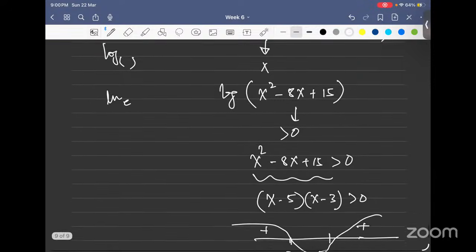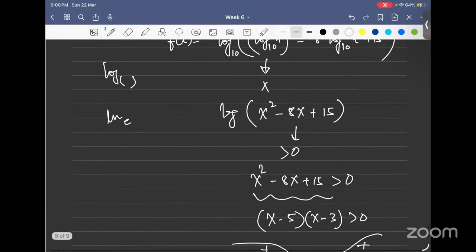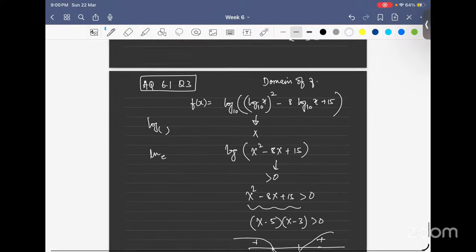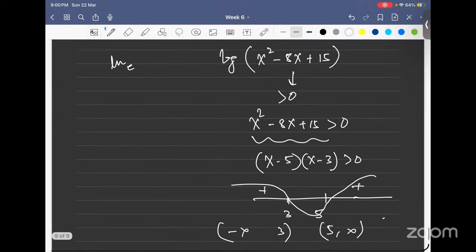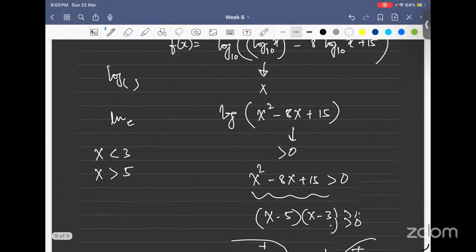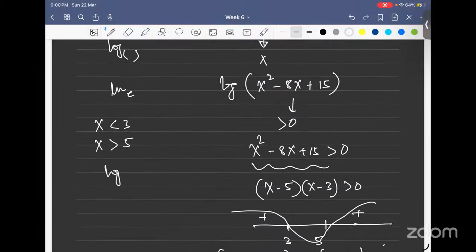So have you understood this? In the end, what are you getting? X should be less than 3 or x should be greater than 5. What is x here? What have I considered? Log of x base 10. Correct. If this is less than 3, what should be the value of x? X less than 10 to the power 3.